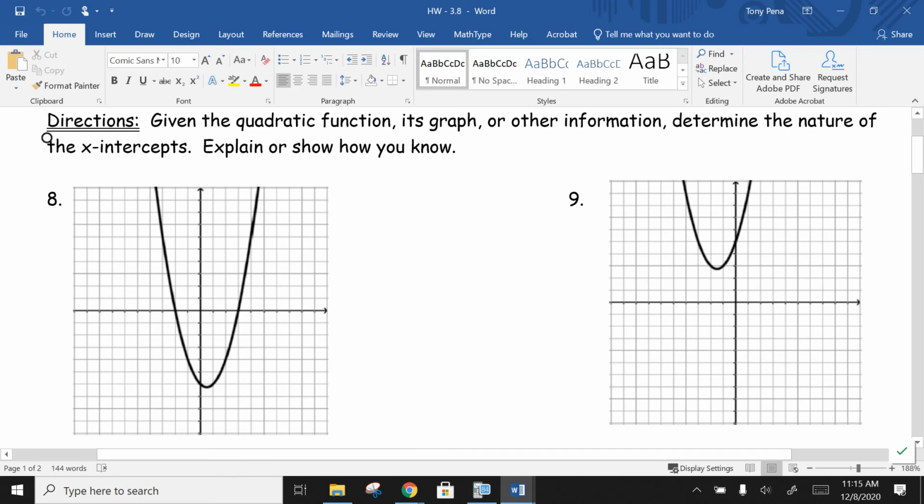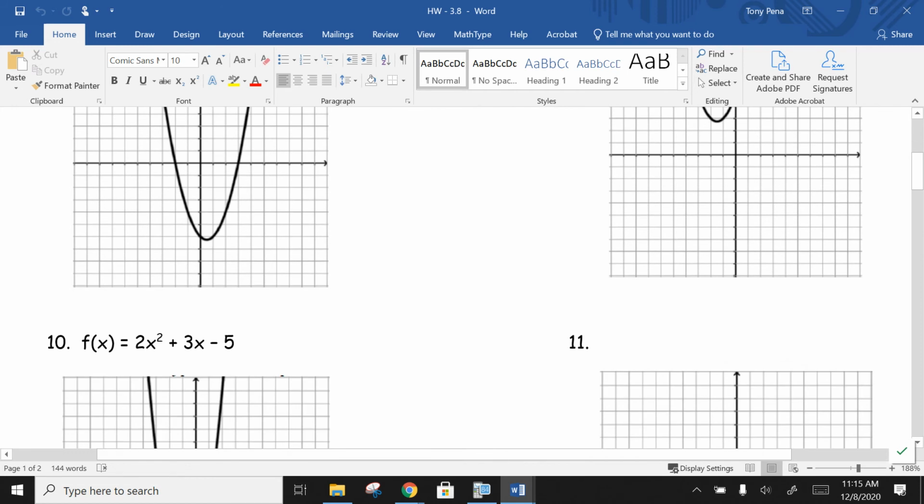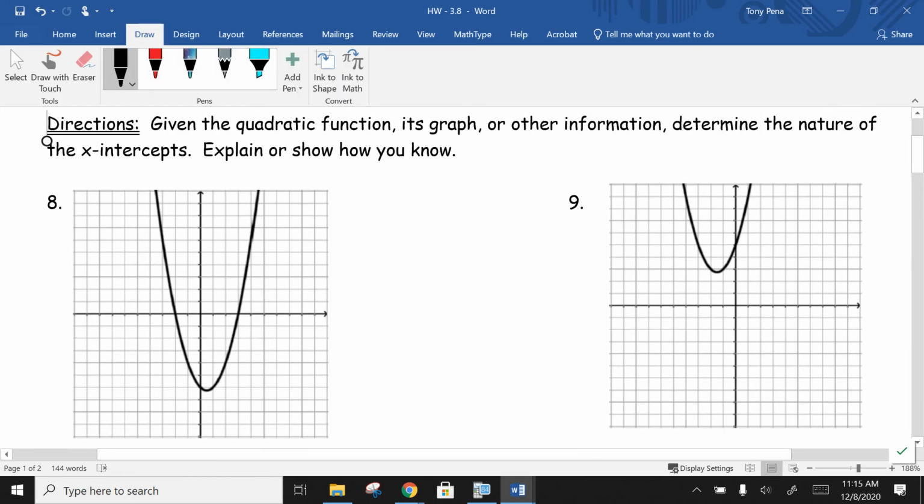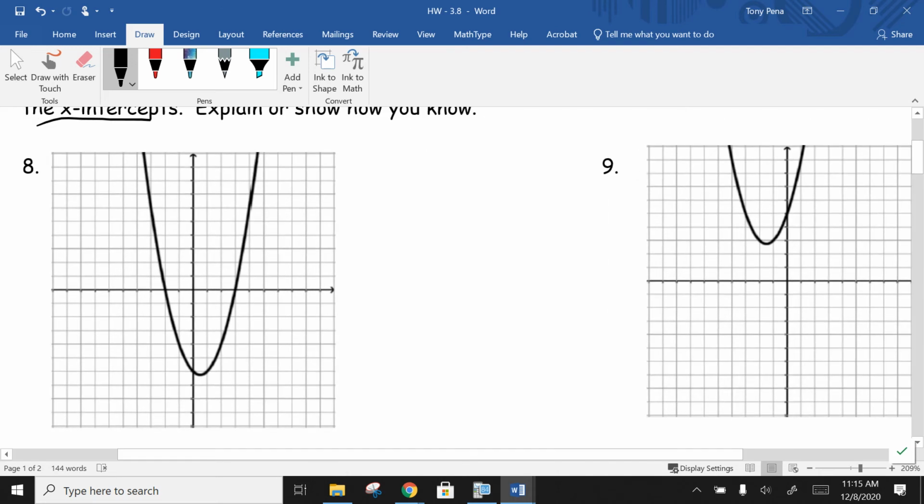All right, so on page 25, it's saying given the quadratic function or its graph, so like in number 10, you're given the function. In number 8 and 9, you're not given the function. All you're given is the graph. So whatever I give you, determine what type of x-intercepts we should have, and then explain or show how we know. So for number 8, I should be able to look at this graph. This is what we quizzed on last week. Notice how we're going to get 2 real solutions. It definitely crosses the x-axis.